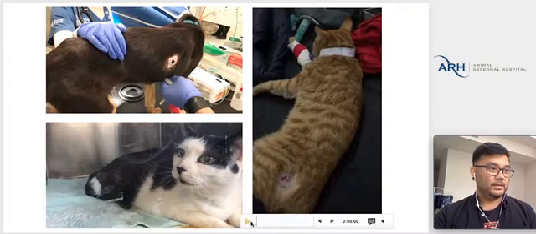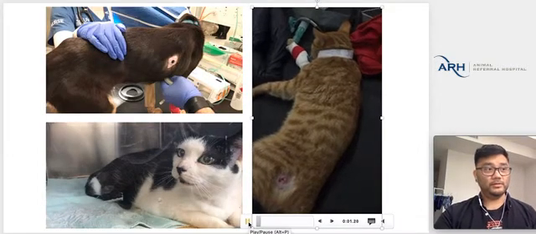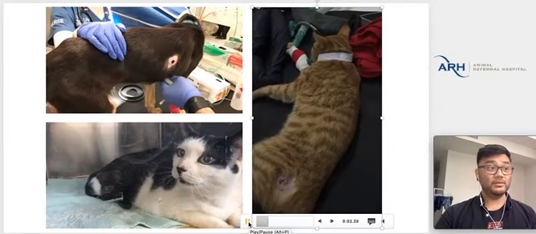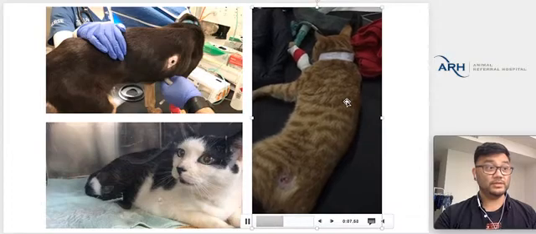And here is a cat that sustained a trauma. And we can appreciate a flail chest segment. So this segment of the chest goes inwards on inspiration.